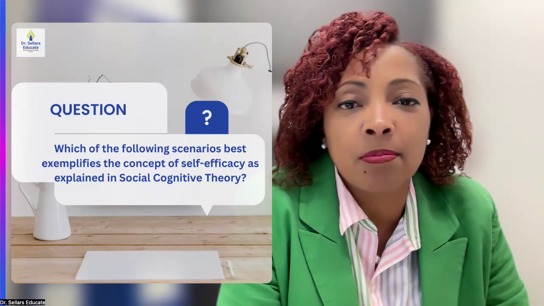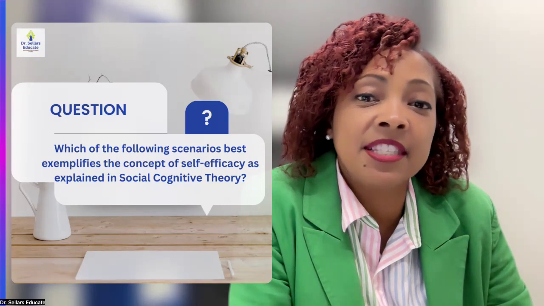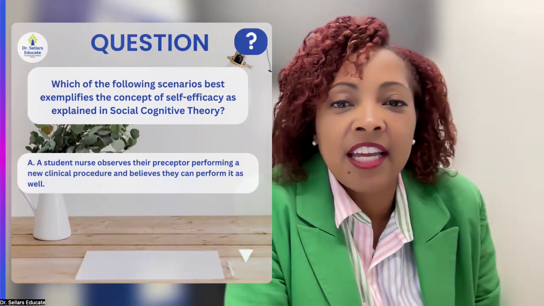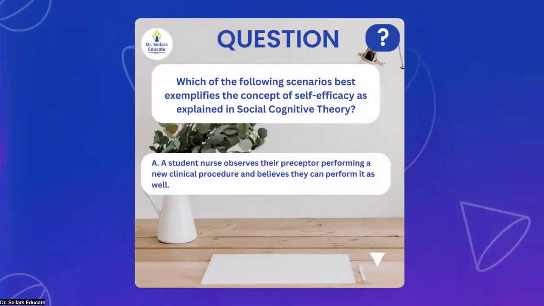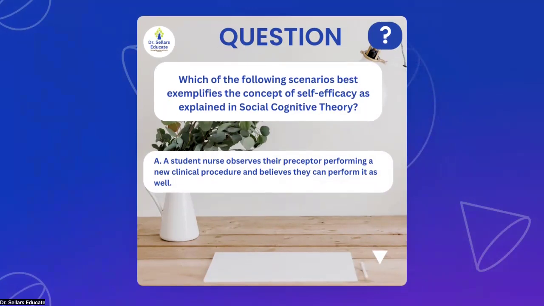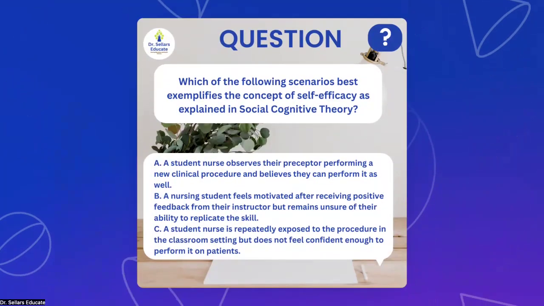All right, so let's take a look at our thought-provoking question. Which of the following scenarios best exemplifies the concept of self-efficacy as explained in social cognitive theory? A, a student observes their preceptor performing a new clinical procedure and believes they can perform it as well. B, a nursing student feels motivated after receiving positive feedback from their instructor but remains unsure of their ability to replicate the skill. Or C, a student nurse is repeatedly exposed to the procedure in the classroom setting but does not feel confident enough to perform it on patients.